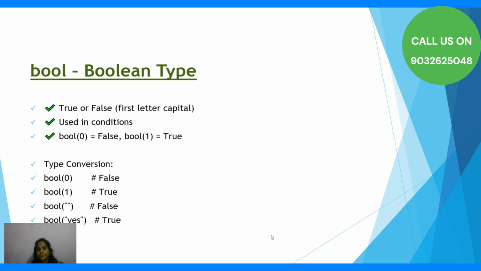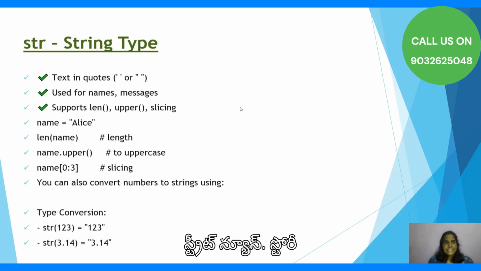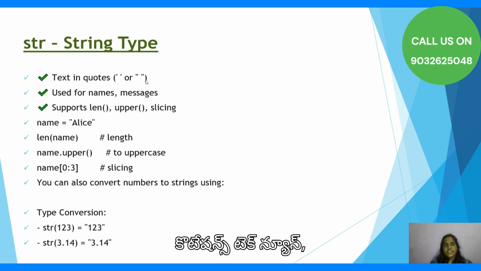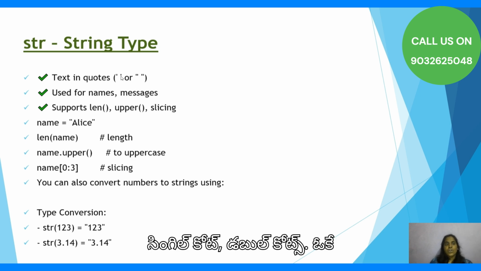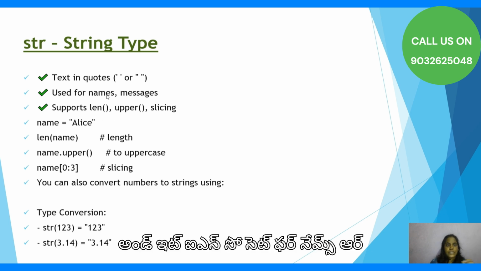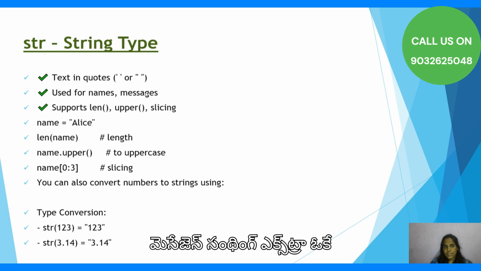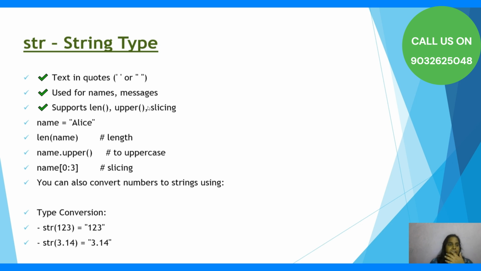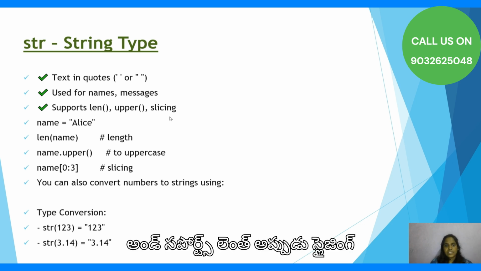String or str is used to store text. Everything in quotation marks is treated as text, meaning a string. So we can use single quotes or double quotes. It is used for names, messages, etc. And it supports length, upper, and slicing.